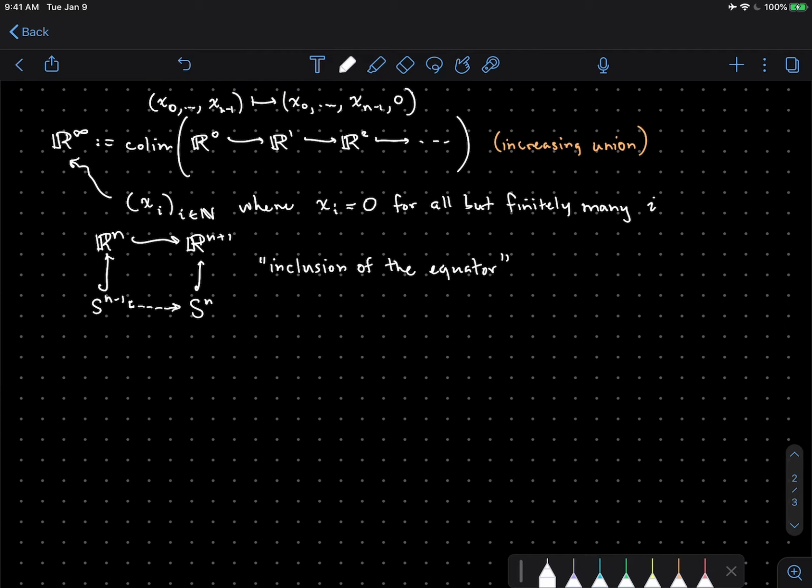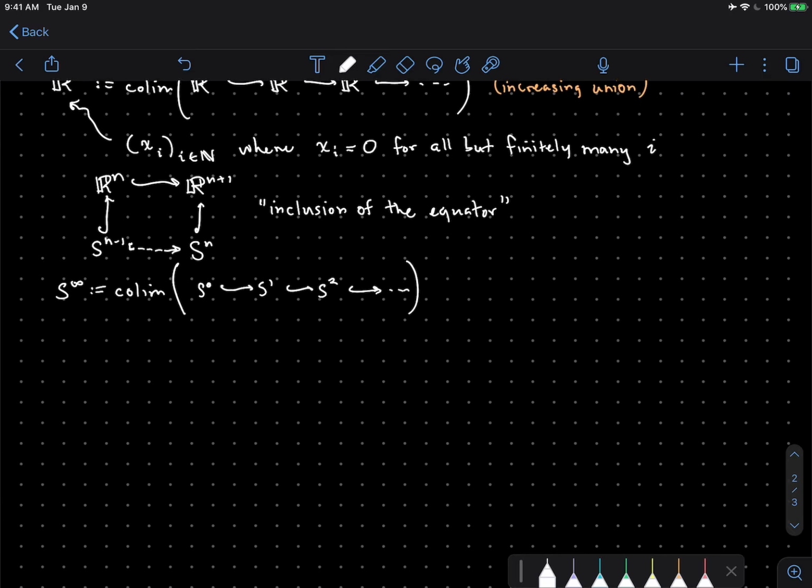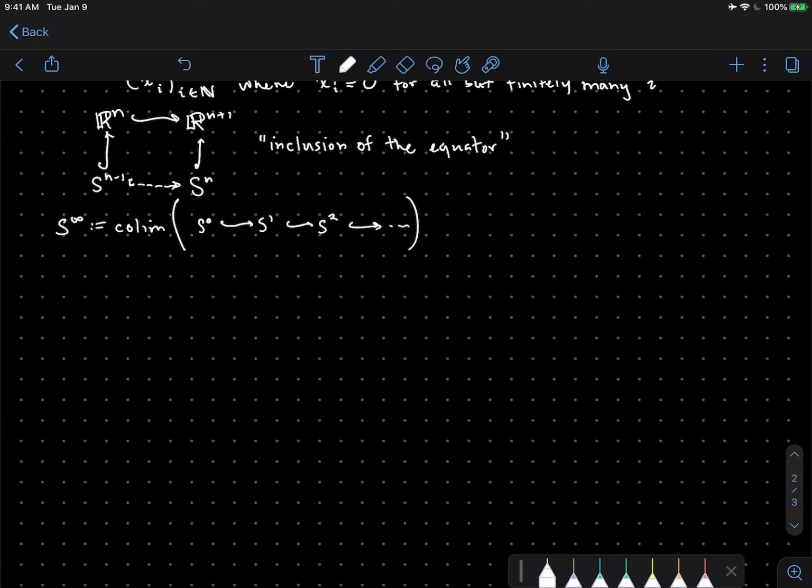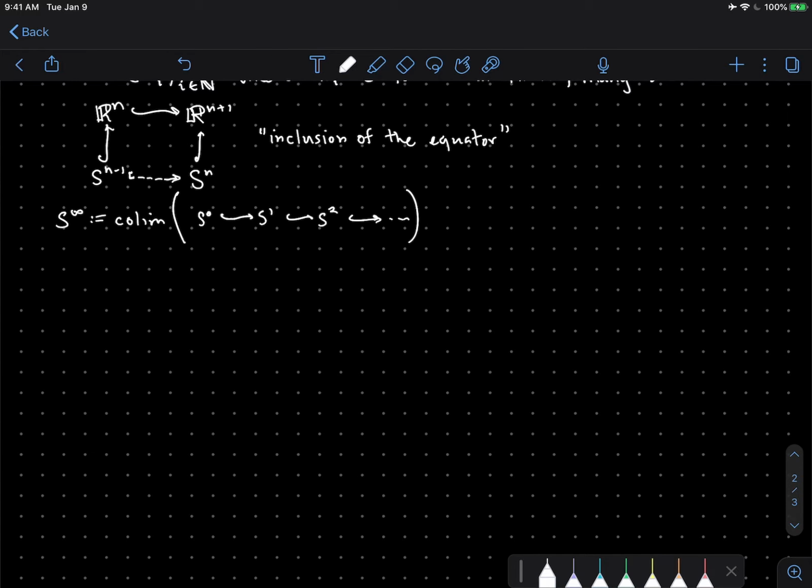Okay, and so just as before, we can define the infinite sphere, S infinity, to be the colimit of that tower: S0 into S1 into S2, etc. There's a similar construction, of course, ditto for the disk D infinity.